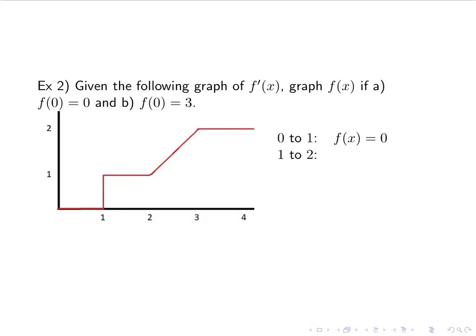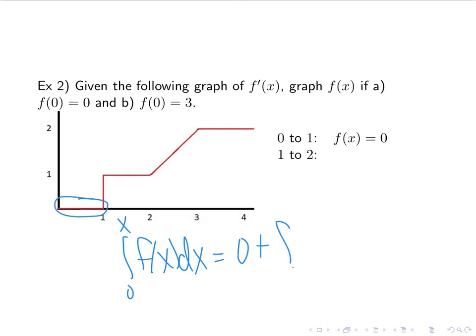From 1 to 2, we're going to look at the integral from 0 to x of f of x dx. Now from 0 to 1, we know that it's 0. So I'm going to add 0, our original integral from 0 to 1, and then our integral from 1 to x of our function here. Remember the whole thing is the integral from 0 to x, and from 0 to 1 we know that it's 0. So I'm really looking at the integral from 1 to x of our function from 1 to 2, which is 1.